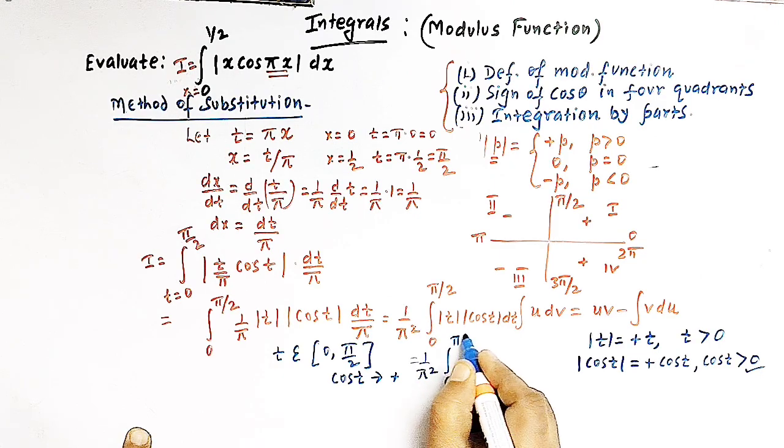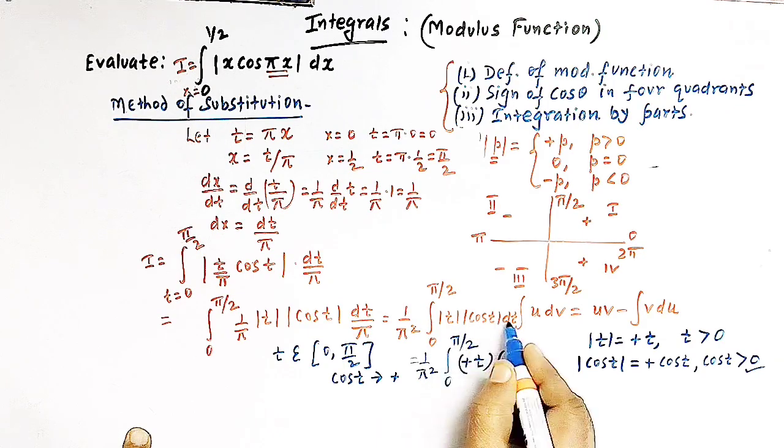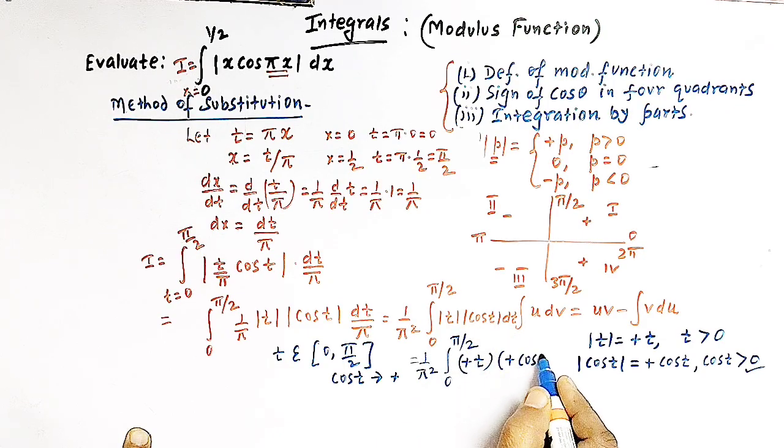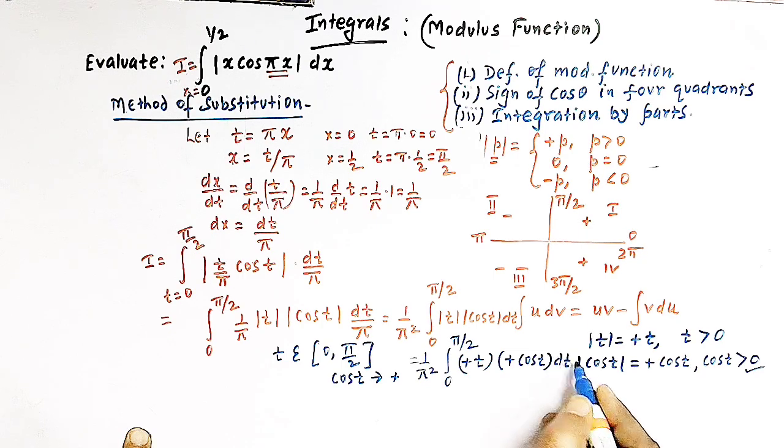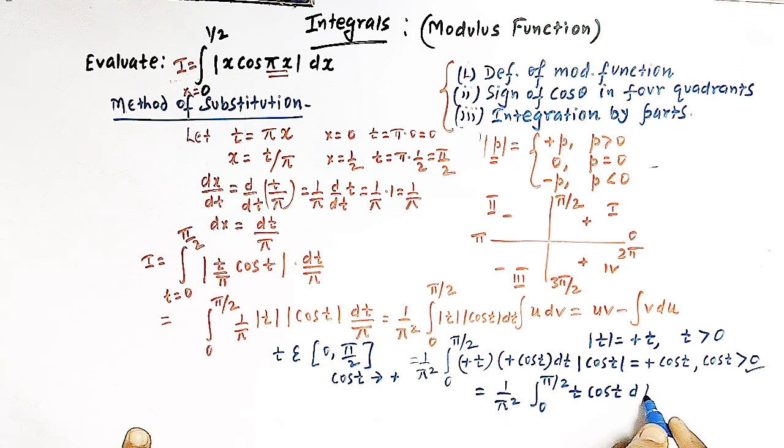Here we have 0 to pi by 2. Mod of t is positive t, and mod of cosine t is positive cos of t, and here we have dt. So now we have 1 over pi square, 0 to pi by 2, and we have t times cos of t and dt. Now here we can see that this is the product of two functions of t, right? So this function is a polynomial function, and this is a trigonometric function, right?